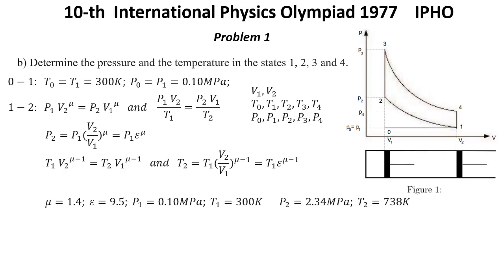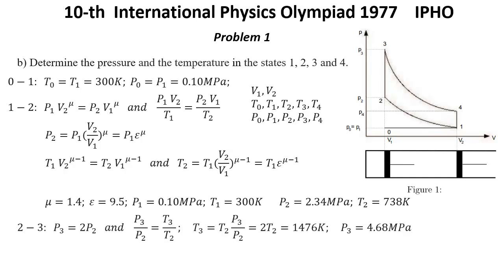For process 2-3, because the process is isochoric and P3 equal 2 P2, we have the next calculations. P3 over T3 equal P2 over T2, so T3 equal T2 multiplied by P3 over P2, or 2 times T2, or 1476 Kelvin, and P3 equal 4.68 megapascal.